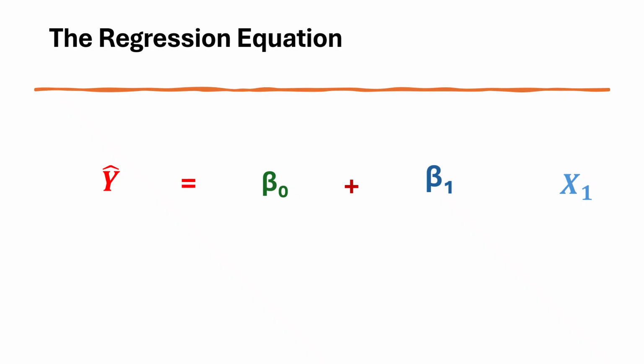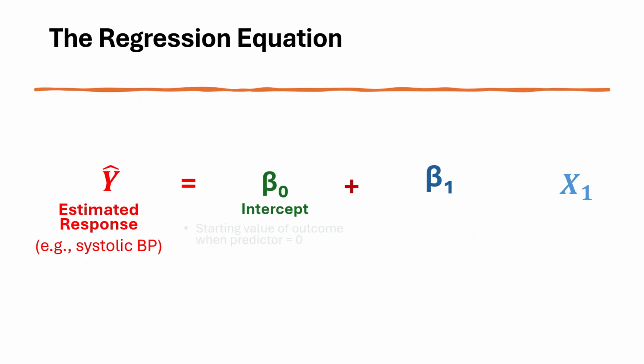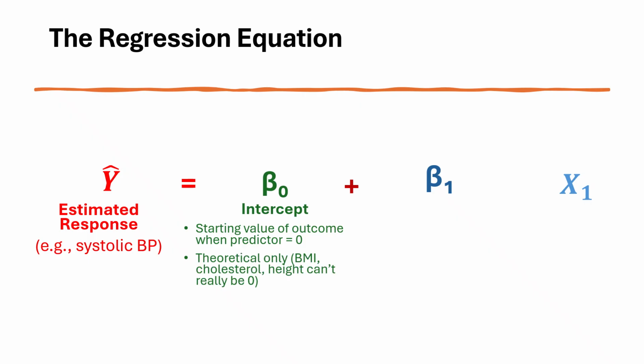Y in the regression equation is the estimated response. It represents the predicted value of the outcome. In our example, it is the estimated systolic blood pressure based on BMI. Beta naught is the intercept. It is the starting value of the outcome when the predictor is equal to 0. In our example, it would be the systolic blood pressure when BMI was equal to 0.